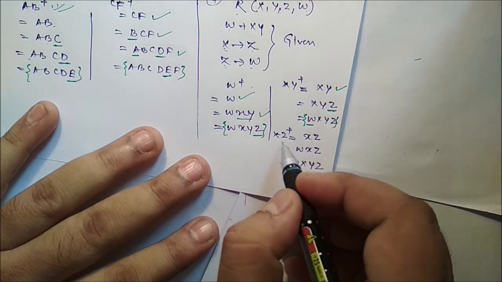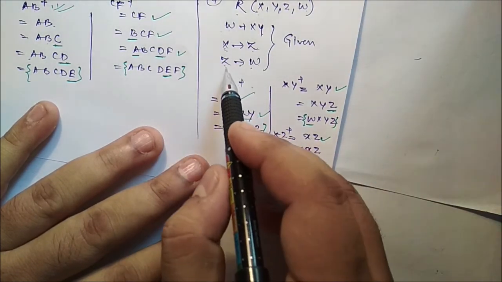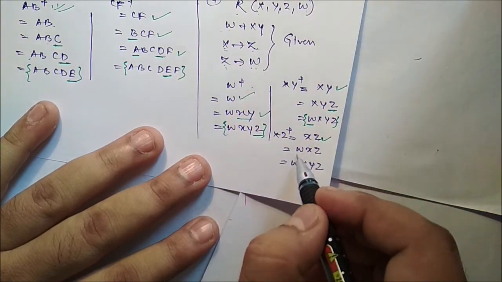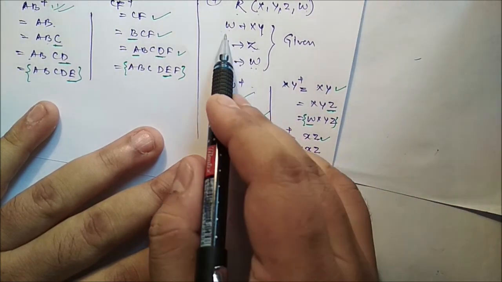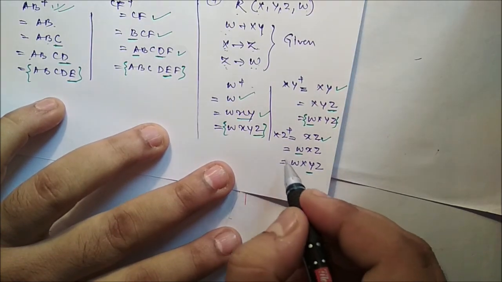Finally, the XZ closure. XZ, no issue. And if you know Z, we can identify W. And if you know W, we can identify XY. So here we can include Y also. So this is the XZ closure.